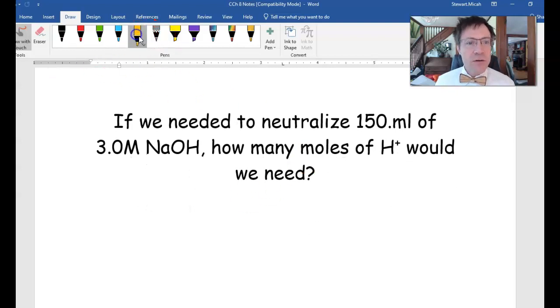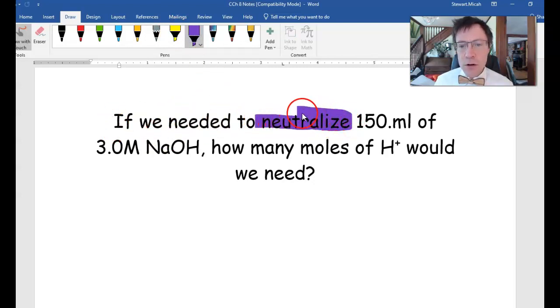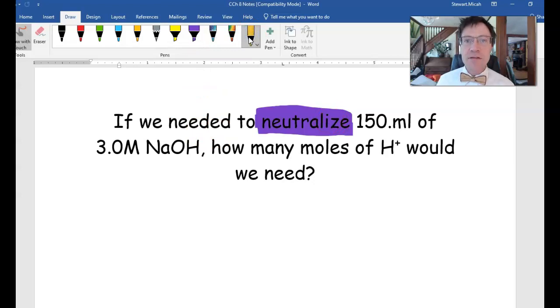One of the things I want you guys to start doing, let's do it in purple here. If I needed to see this right here, this is my vocab word, right? Watch for the vocab words in the question. It's going to make a huge difference for how we go about solving these problems. So if it's saying neutralize, I know right away it's going to be hydrogen and hydroxide in a 1-to-1 ratio, right? All right, let's go.